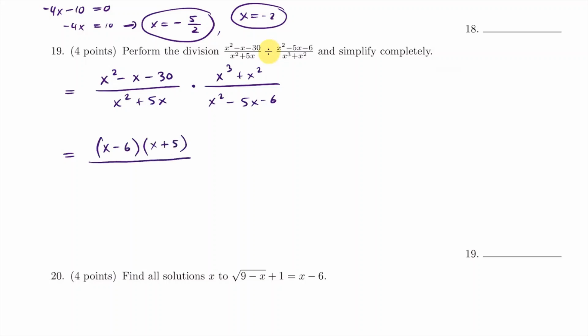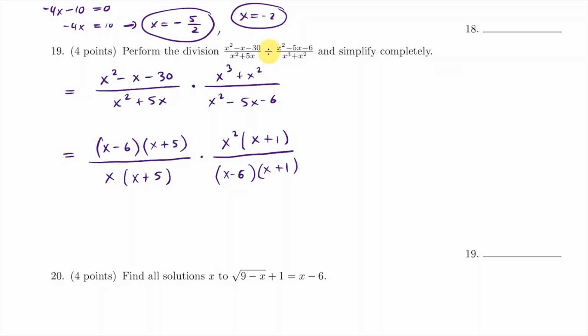And then on the bottom, I can just pull out an x, and then I get x plus 5 times. Now the second fraction, I can pull out an x squared, then I have only x plus 1. And on the bottom, I can factor that into x minus 6 and x plus 1. So making sure everything looks good. Yeah, now we can cancel.